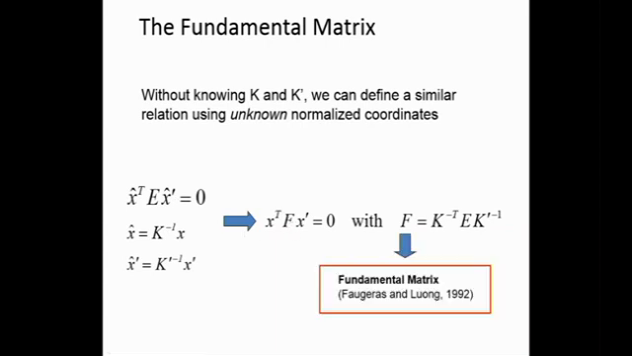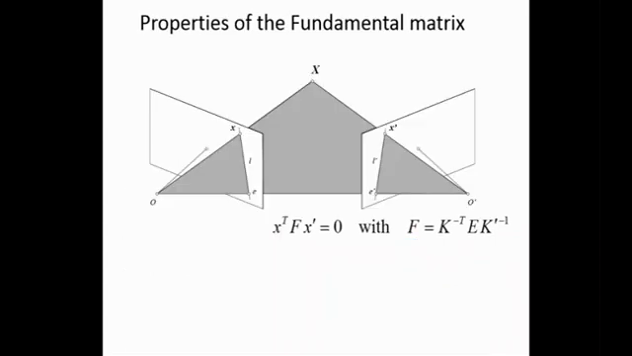And that was first described by Faugeras and Luong in 1992. So the essential matrix relates two cameras where I know the intrinsics, where I know the focal length and principal point. The fundamental matrix relates two cameras where I don't know the intrinsics. So obviously it will have more parameters. Here are some of the properties of the fundamental matrix.